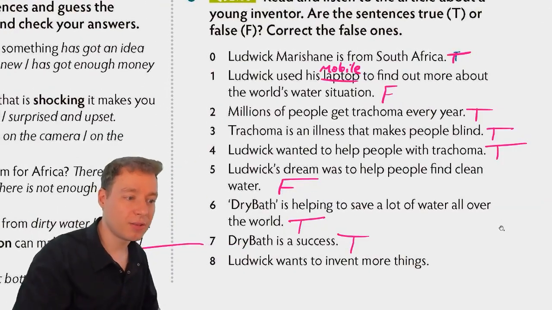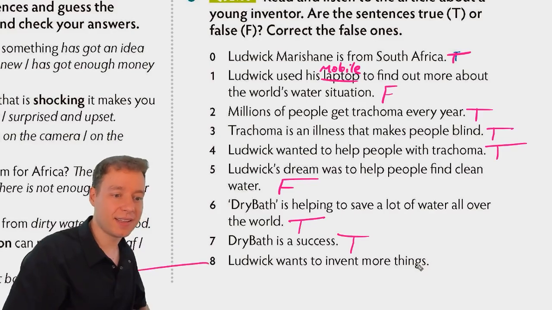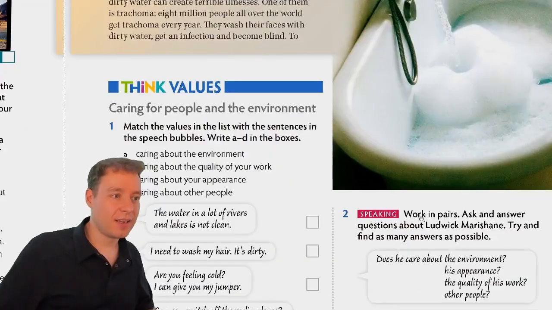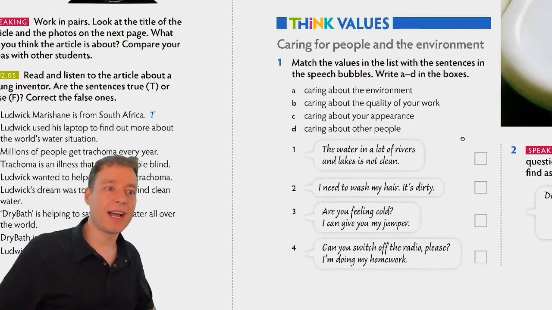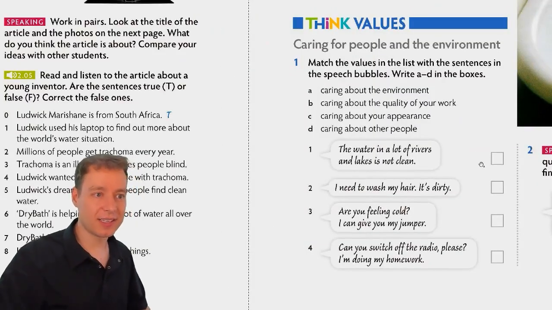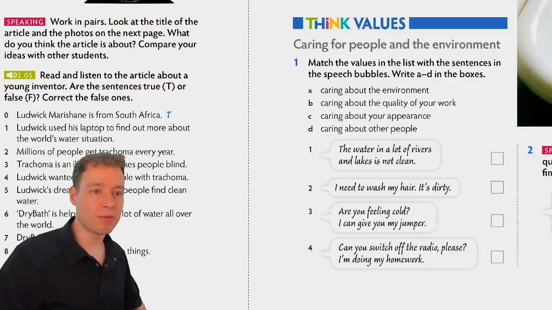Ludwig wants to invent more things. Yes, it said that he did. Cool. On to the next thing. Caring for people and the environment. Match the values in the list with the sentences in the speech bubbles. Write A through D in the boxes.